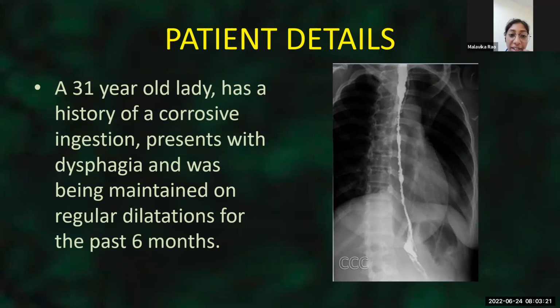A 31-year-old lady has a history of corrosive ingestion, presents with dysphagia and is being maintained on regular dilatations for the past 6 months. So that's the picture. Do you want to read the picture? It's a chest X-ray, PA view, which shows constrictions.